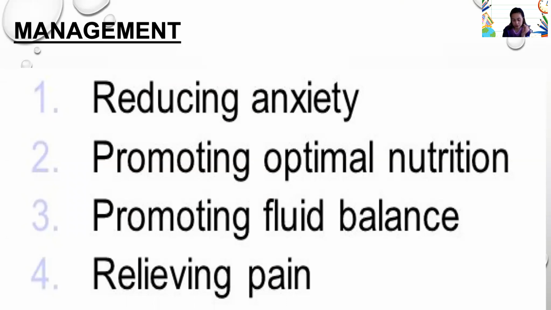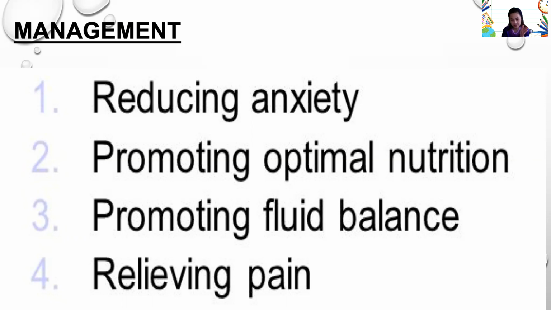So anong nutrition? Anong food ang binibigay natin sa mga gastric patient? It should be bland diet. Hindi tayo pwede magbigay ng makukulay na pagkain, maanghang, may mga spices. Bakit? Kasi lalong aggravate ng symptoms yung mga ganung food.